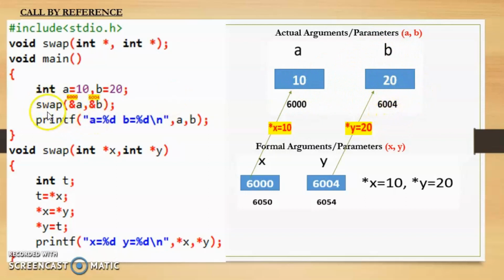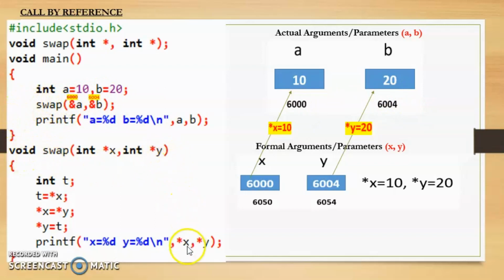Next statement is the function call. Now we need to know that in call by reference, we pass the addresses of the variables in the function call. As a result, we will pass the address of a and the address of b inside the function call. If we pass address of a, 6000 will be passed, and if we pass address of b, 6004 will be passed. Once we call the function, control will pass to this swap function.